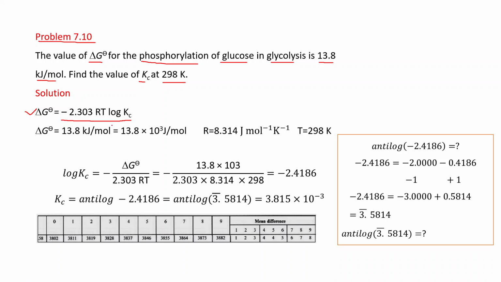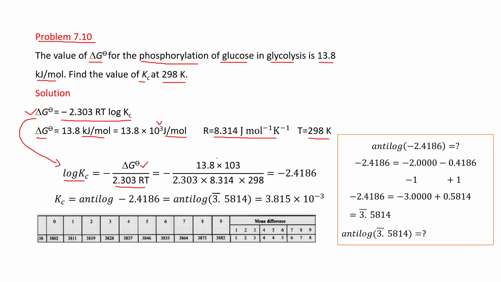Okay. And in this case, delta G is given in kilojoule per mole. That's why we will convert this into joule per mole by multiplying by 10 to the power 3. And why are we converting this kilojoule into joule? Because we are using the value of R in joule per mole. R is 8.314 joule per mole per Kelvin and temperature is given as 298 Kelvin. This can be written like this: log Kc is equal to minus delta G standard divided by 2.303 RT.